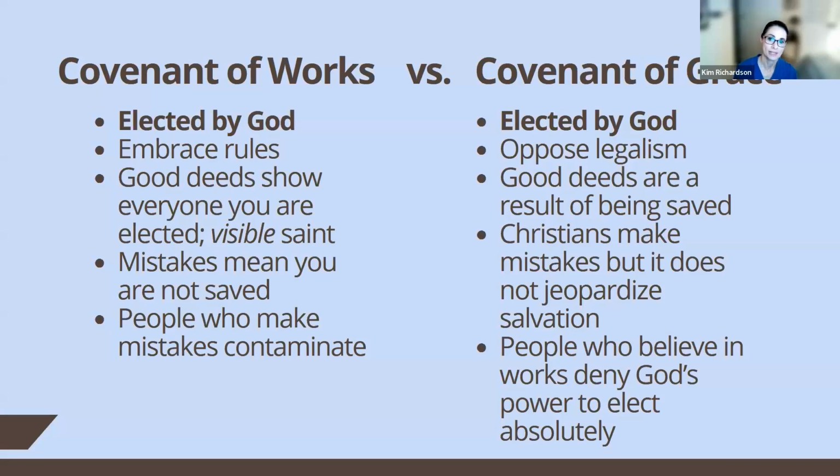But under a covenant of works, they tended to really embrace rules and laws. They believed that good deeds were evidence of your election to heaven, a very visible representation of your sainthood. If you faltered and made mistakes, it could mean that you weren't saved, that you were not of the elect. There was a lot of peer pressure to be in this group that was going to heaven.